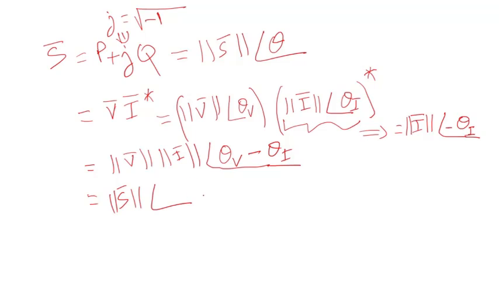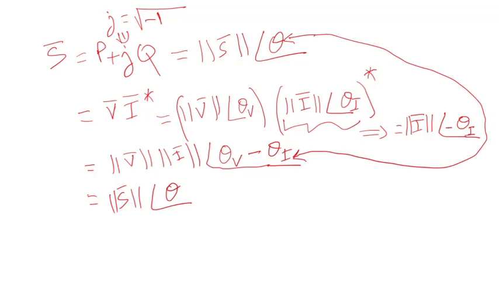So theta V minus theta I is theta. So basically this theta here is equal to theta V minus theta I, which is called the power factor angle. So that's the power factor angle.